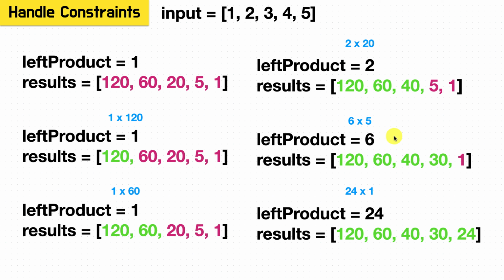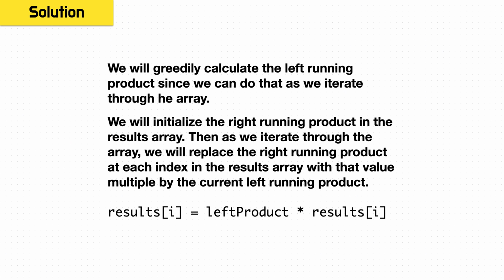And then finally, we do 4 times the previous value. So the left running product is 24. And then we do 24 times the right running product, which for the final item is just 1. So 24 times 1 is 24. And that's our solution.